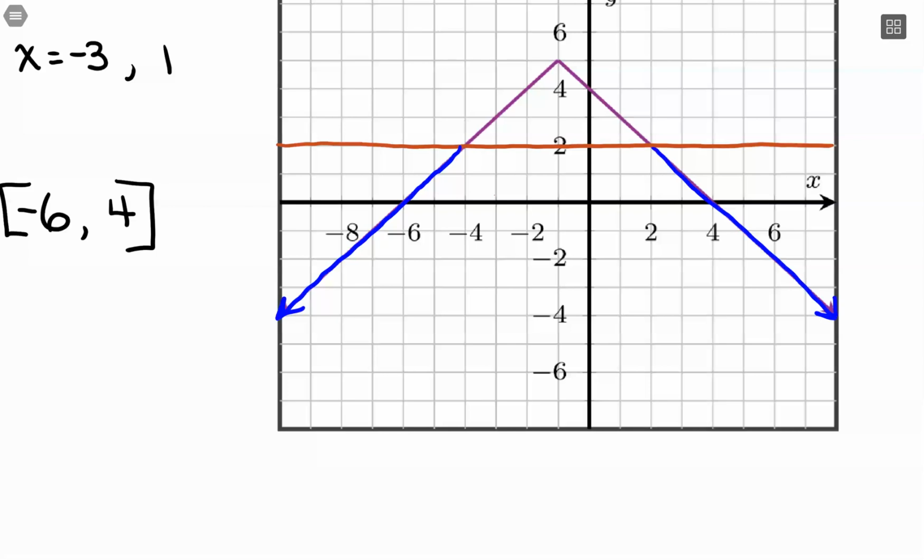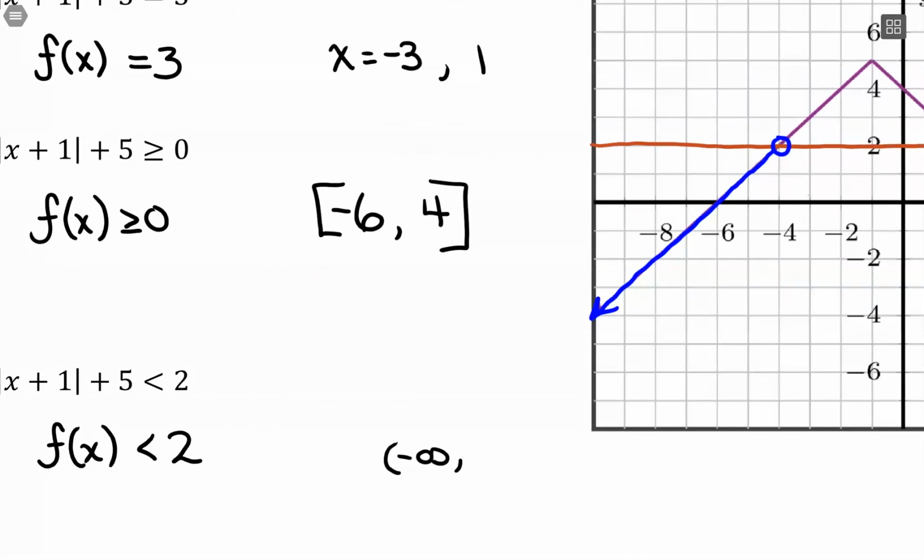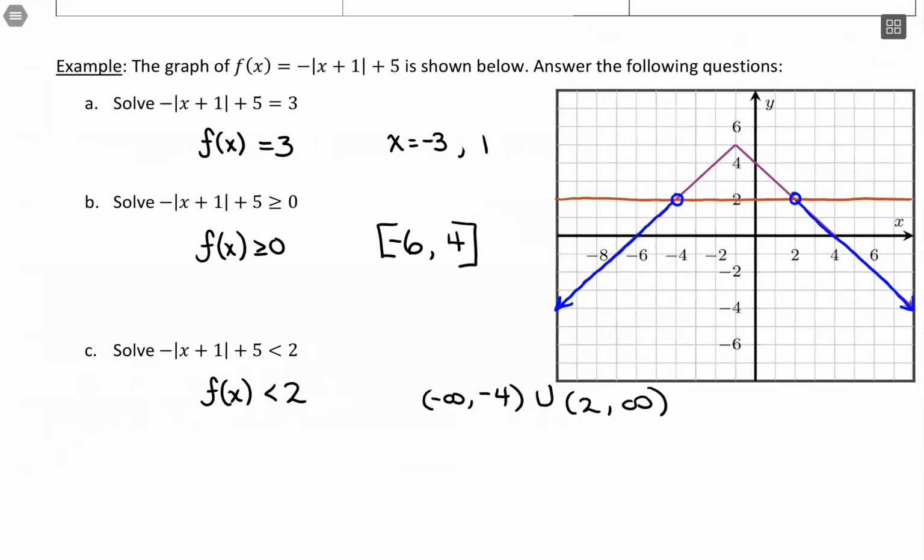So I'm going to have all of these values along that part of our function and this part. And then we're looking for strictly less than, so we're not going to include the intersection points. So what I have is starting at -4 but not including -4, off to -infinity. And then starting at +2 but not including +2, off to +infinity. So I'm going to have -infinity to -4, union with +2 off to infinity, using parentheses because we're not including those endpoints.